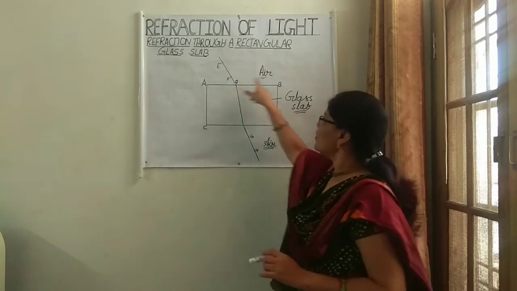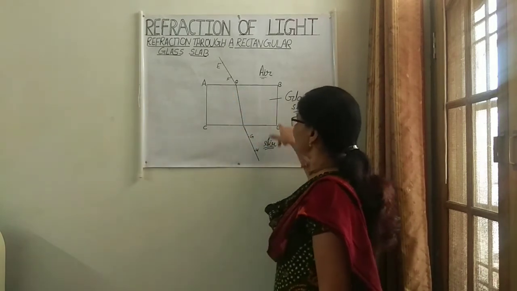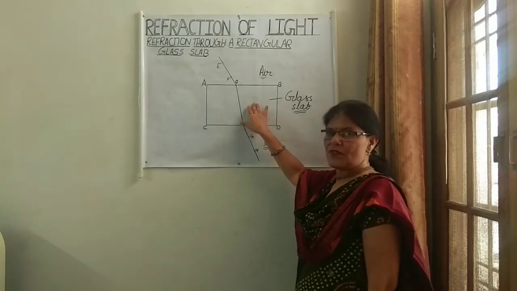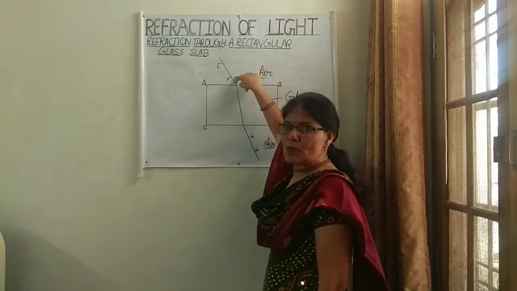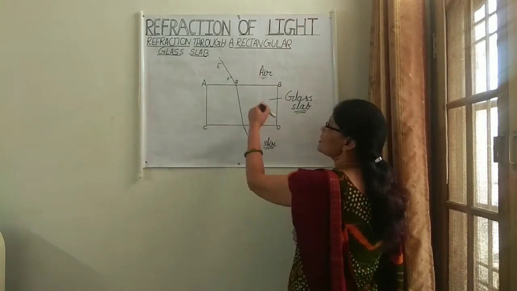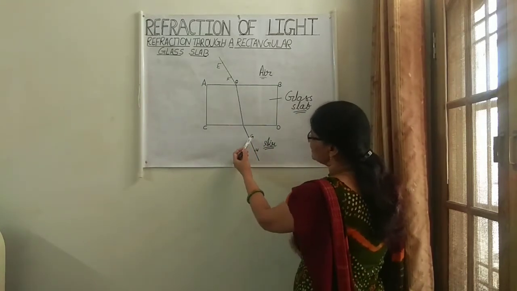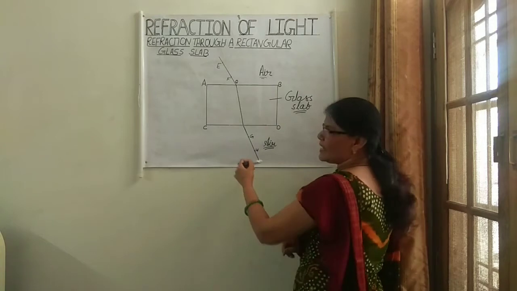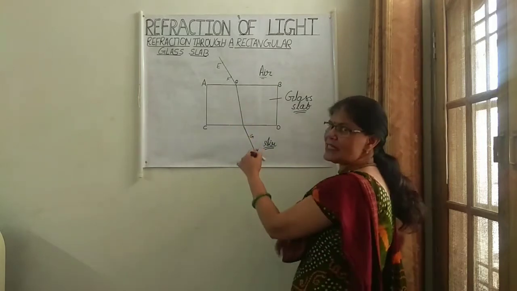Then draw the boundary of this glass slab. Suppose this is our rectangular glass slab. Draw the boundary as A, B, C, D of this glass slab. Then take 2 pins out of the 4 pins and fix 2 pins at point E and point F. Then, looking at the images of these 2 pins, you have to fix another 2 pins G and H on this side in such a way that E, F, G, H all appear to be in a straight line.